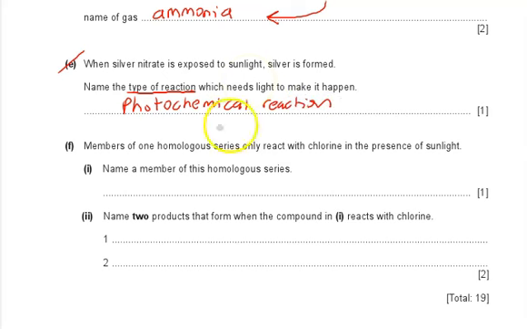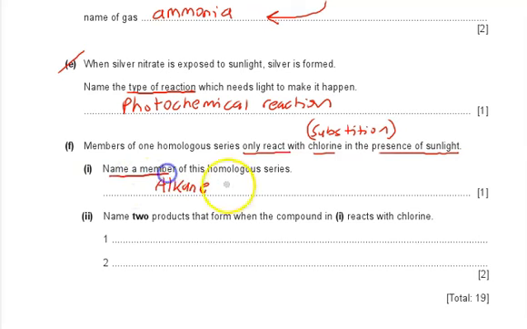Members of one homologous series only react with chlorine in the presence of sunlight. The process is called a substitution process. It will only happen in the alkane homologous series. Name a member. You can name methane or ethane or butane, anything, but it must be under alkane.